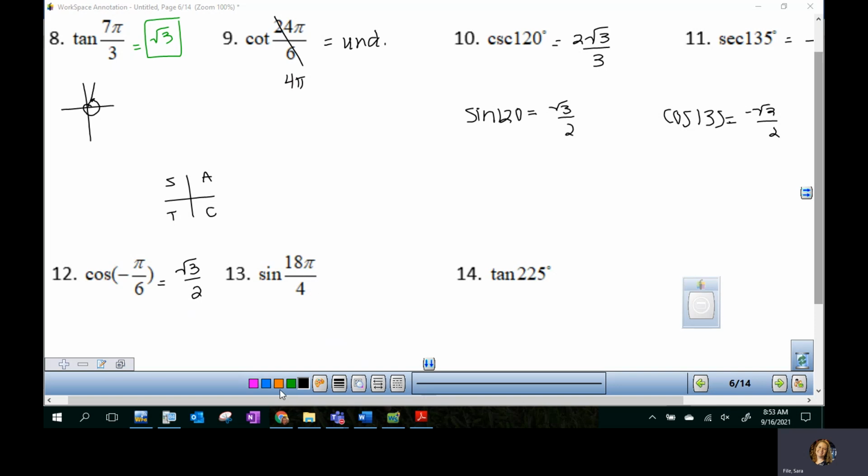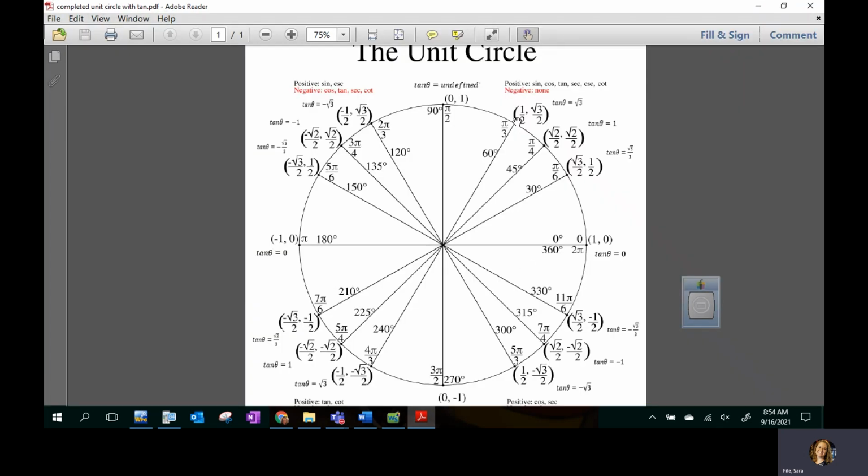All right, 18 pi fourths. Reduce it if you can. What is 18 fourths reduced to? 9 halves. Okay, so 9 pi halves. If I count around in halves, 90 degrees is a half pi, right? So 1, 2, 3, 4, 5, 6, 7, 8, 9. 9 pi halves is the same place as pi halves, right?